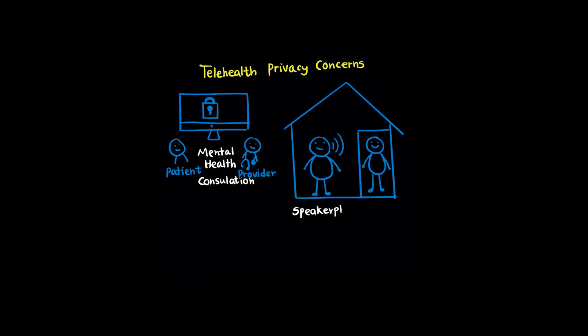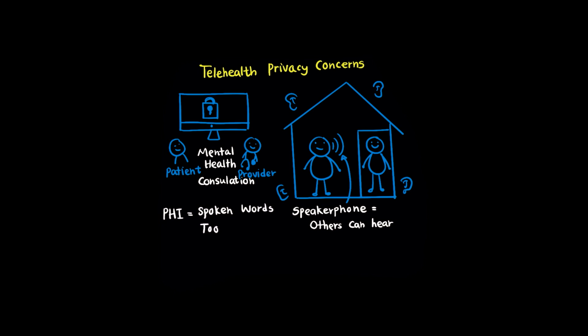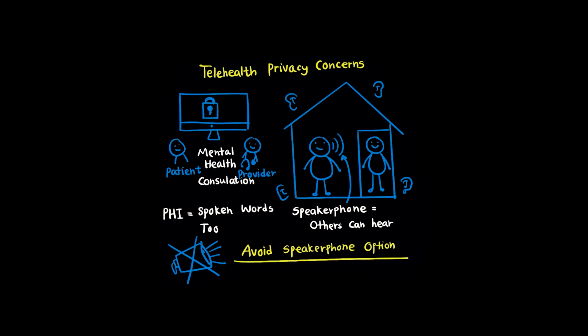Think about it. The patient might be in their living room, their car, or a semi-private space. If they're using speakerphone, anyone nearby can hear both sides of this sensitive mental health discussion. Family members, roommates, even neighbours in thin-walled apartments. This isn't about technology failure, it's about sound travelling through physical space. Protected health information isn't just data on a screen, it's also spoken words that others might overhear. This is why avoiding speakerphone is specifically identified as a privacy concern in telehealth settings.